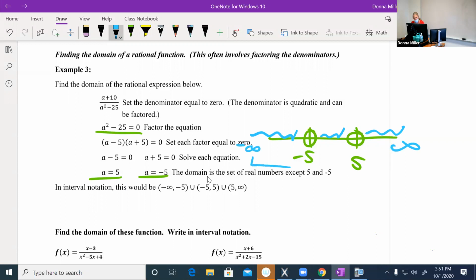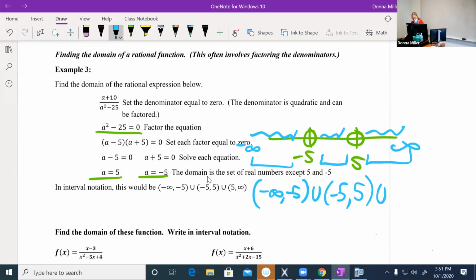So the first one is negative infinity to negative 5, round brackets. Union, the second one's negative 5 to 5. Union, third one, 5 to infinity. Okay.